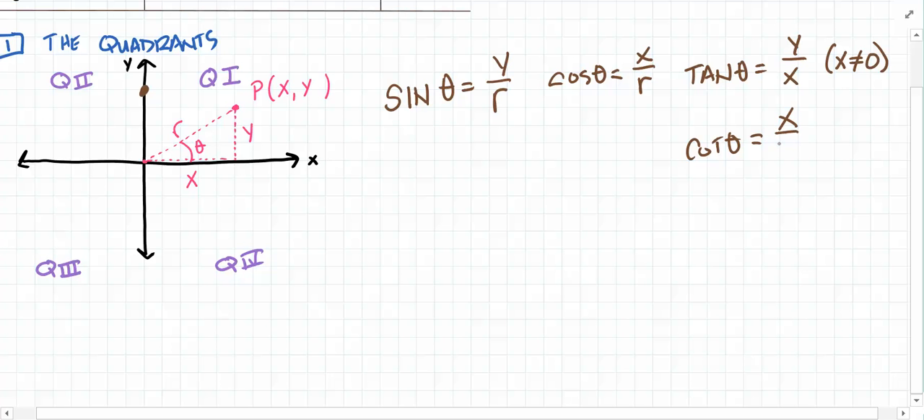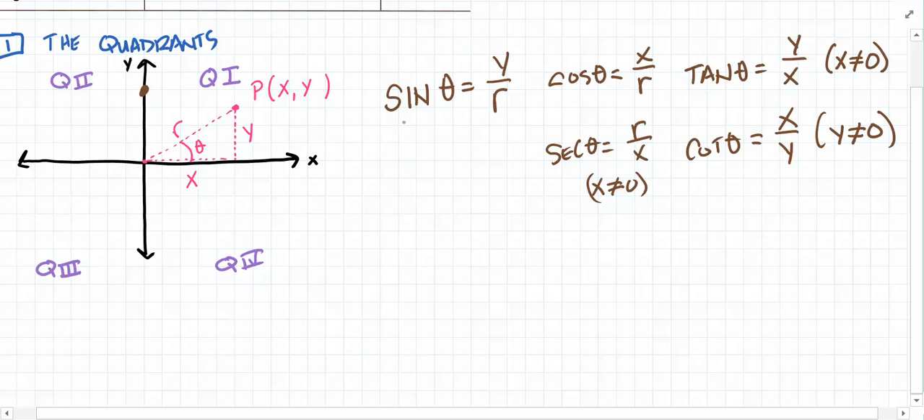X divided by y, and we have to state that y cannot be 0 because we're dividing by y, right? Now, what's the reciprocal for cosine? Secant. Good. So the secant of theta would be defined as what? R over x, and we have to make sure that x is not 0, right? It can't have the length of 0.